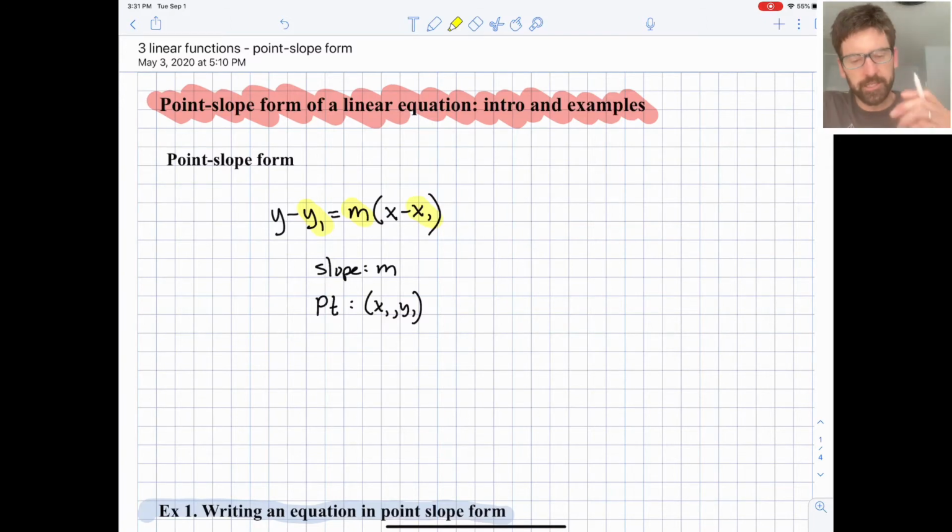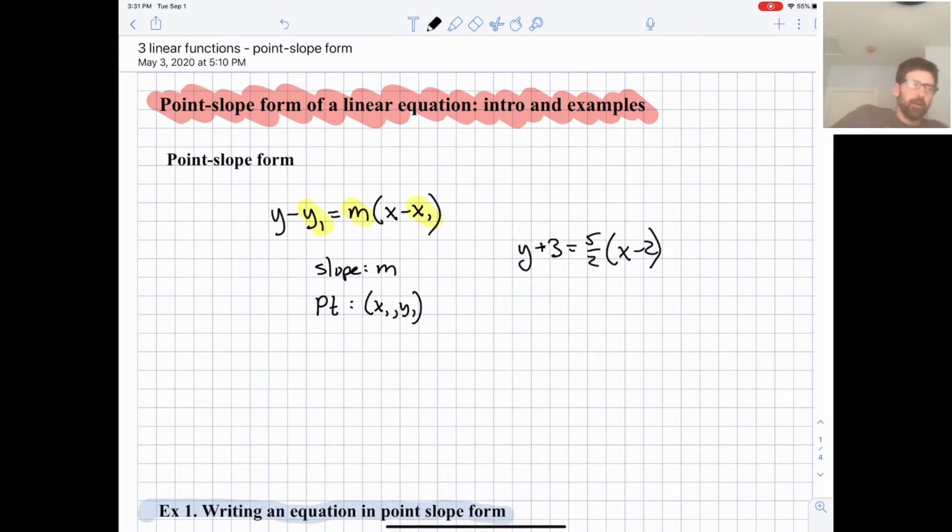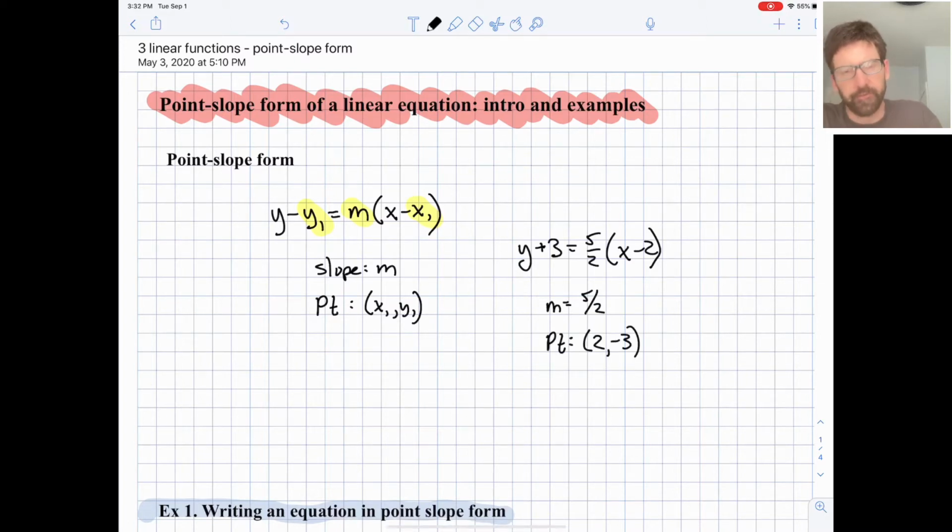So as a particular example, let's say you have an equation like this: y plus 3 equals 5 halves times x minus 2. All right, so think about what point does this go through, what slope does the line have. So I hope you can see the slope is 5 halves. And I hope you can see that a point it goes through is 2 comma negative 3.